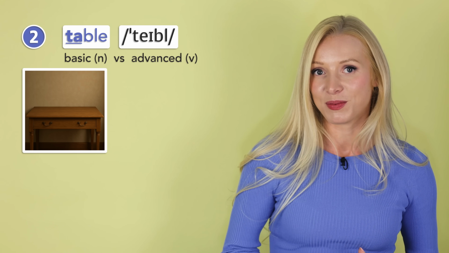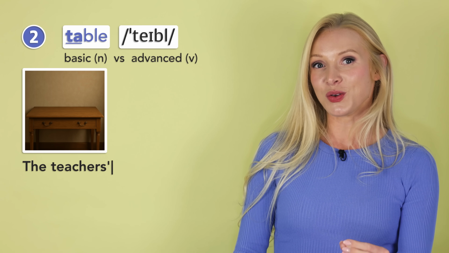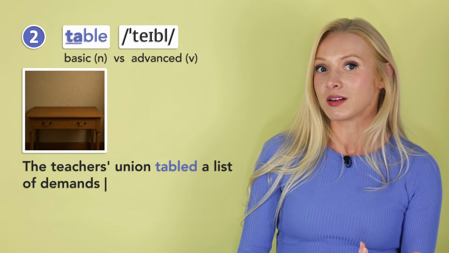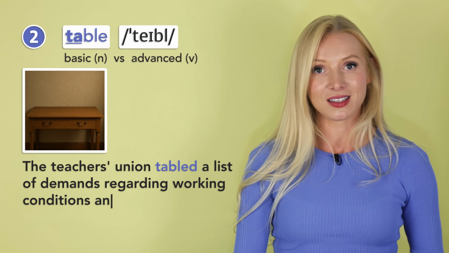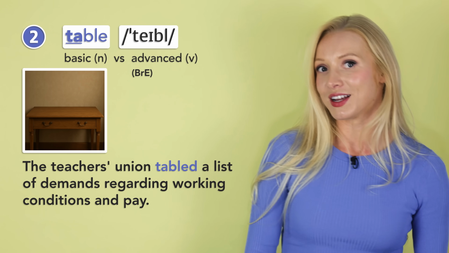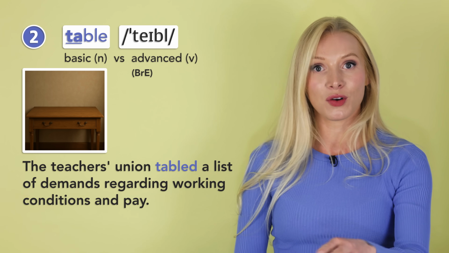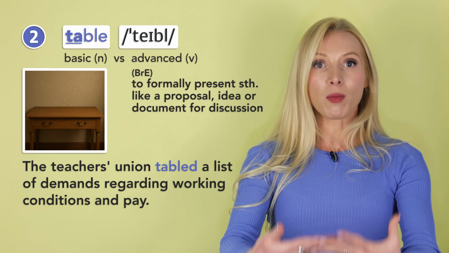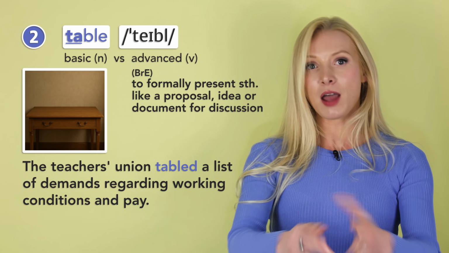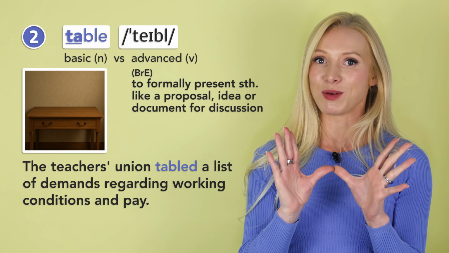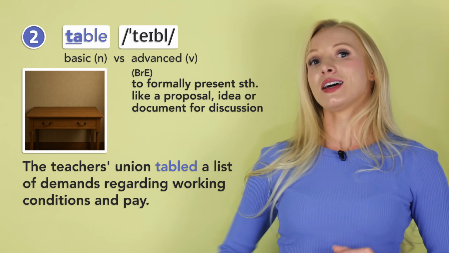Number 2, table. I imagine we all know this meaning of the word table, but what does it mean when used as a verb? Here's an example. The teachers' union tabled a list of demands regarding working conditions and pay. Well, in British English, if you table something like a proposal, an idea, or a document, you formally present it for discussion. I imagine people sitting around a table in a meeting and putting an idea on the table.